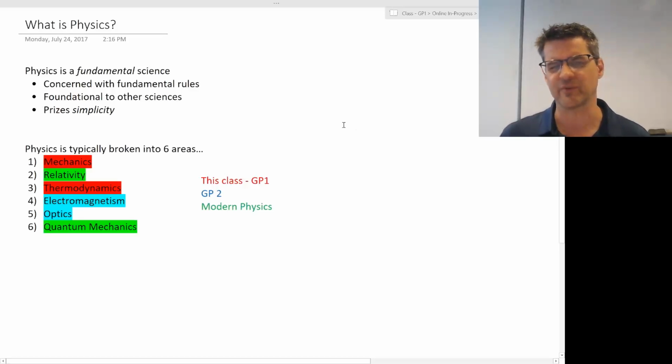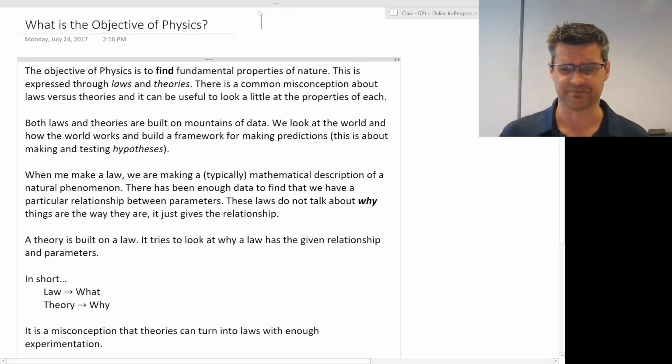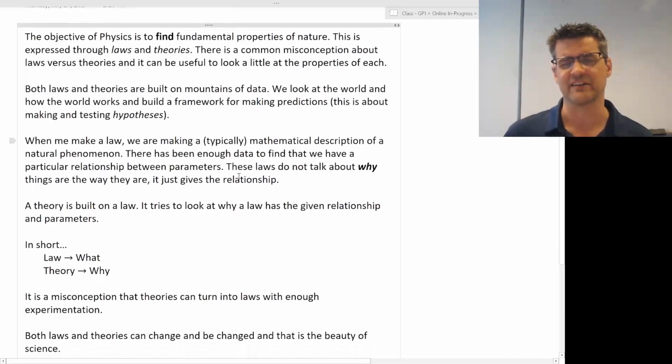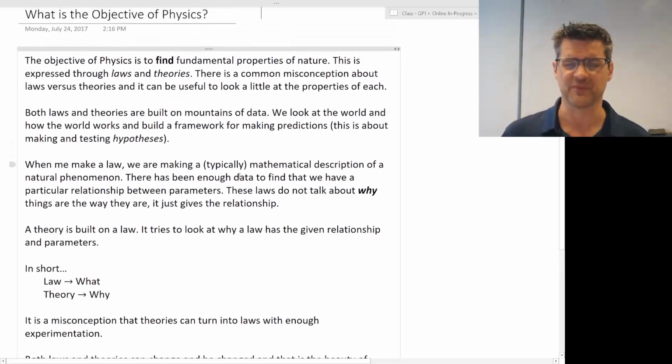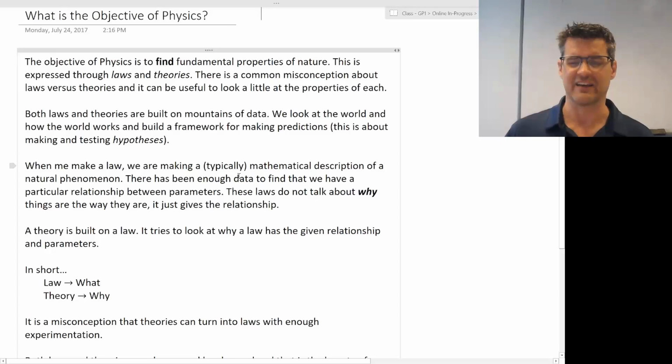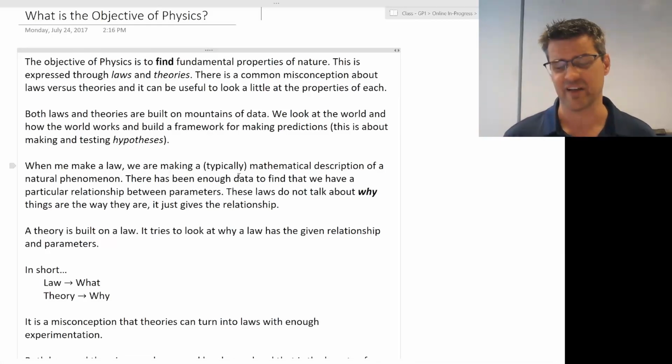But a final thing that we want to keep in mind is, how do we do physics? And that's maybe laid out in this page that's in your notes as well. The whole point of physics is really to come up with laws and theories. And it's a common misperception to say that a theory can grow up and become a law. That's really not how it works.